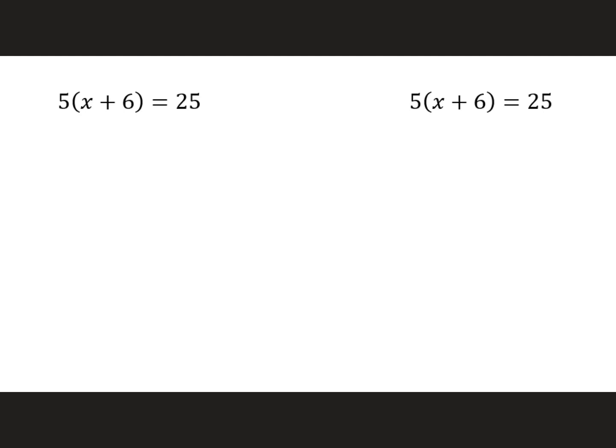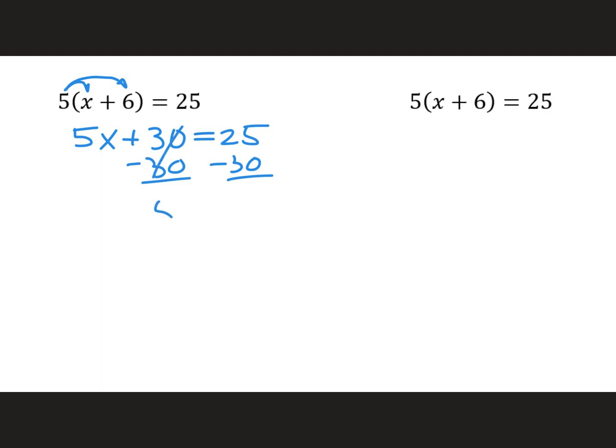I'm going to show you two ways that you can do this, and then I'll tell you which one is my favorite. We're going to start with the distributive property. So I'm just going to do my little rainbow arrows, and I'll have 5x plus 30 equals 25. And now it's just a simple two-step problem. Get rid of the 30. I'll have a 5x equals negative 5, divided by 5, divided by 5. X equals negative 1. All right, that's the one way.